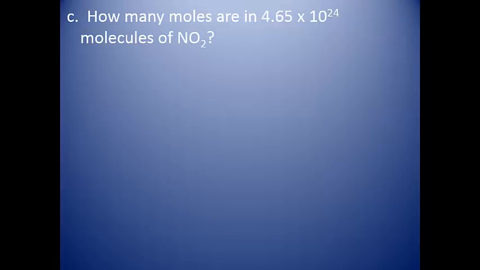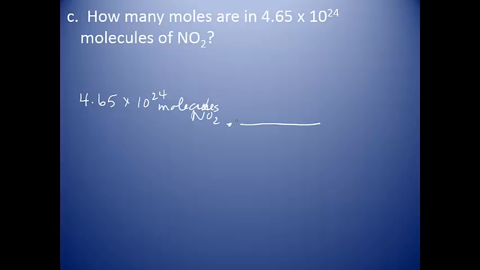We're going to do this last one together before we finish up for the day, and this is how many moles are in 4.65 times 10 to the 24th molecules. So now we're kind of going backwards. We're starting with the number of molecules that are in NO2, and we want to figure out how many moles that would be equal to. So we're going to start with our 4.65 times 10 to the 24th because that's how many they tell us we have. And we have molecules of NO2.